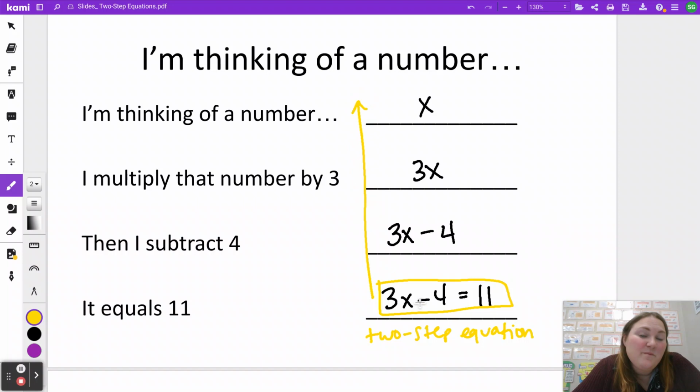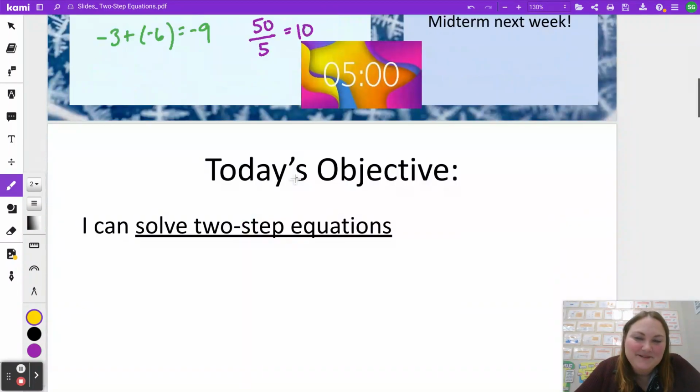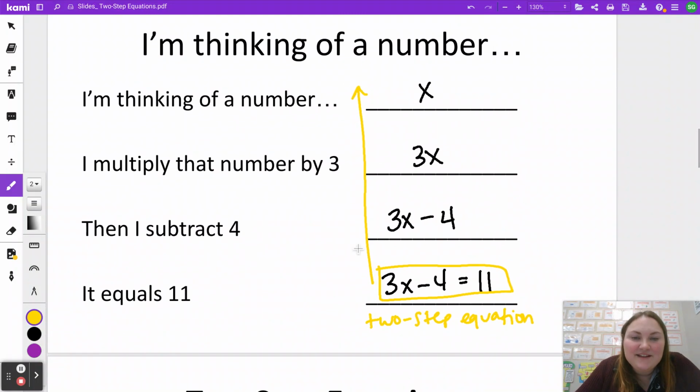Because our goal when we're solving is always getting x by itself, I'm going to have to undo these two steps, similar to how we undid the stuff in the warm-up. We're doing the opposite. And because we're working backwards through this, that's also the order we're going to do. When we talk about solving two-step equations, we always are going to undo that minus 4, that's subtracting 4, first, and then undo that multiplying by 3.